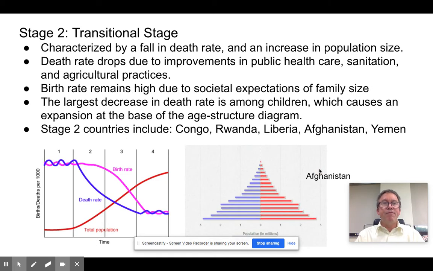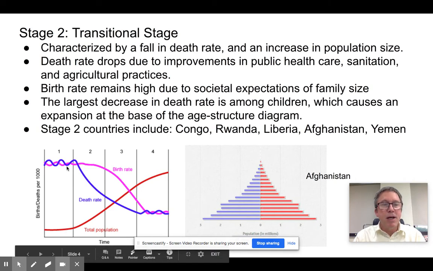Now, let's talk about stage two. We call this the transitional stage. Now, a few things happen here. First of all, it's characterized by a fall in death rate, which causes the population to increase. Like the population was small before, there were a lot of births, but there were also a lot of deaths, so the population stayed small.